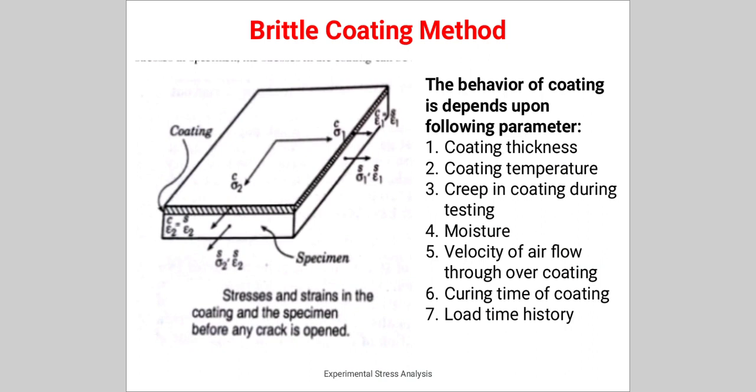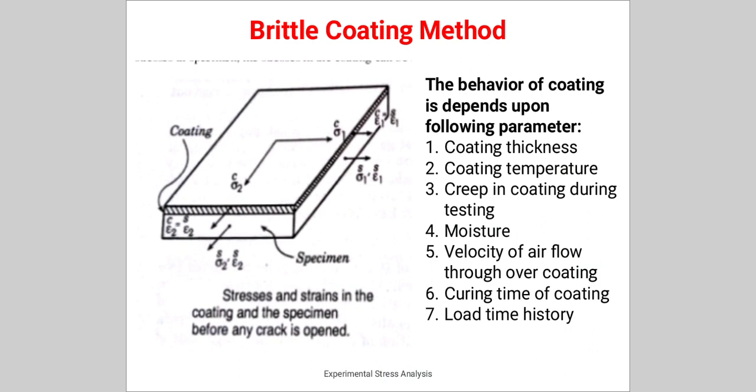Then the fourth point is moisture. If I apply the layer of coating on that particular test specimen, there may be a possibility of moisture attraction. Whatever moisture is present, whatever dust particles are present in the atmosphere, those dust particles and moisture are attracted by that layer of coating, and it creates error during the measurement. So whatever testing we have to carry out using this method, we have to carry it out at a location where there is minimum moisture attraction and minimum dust attraction.